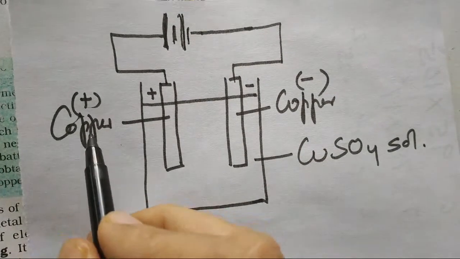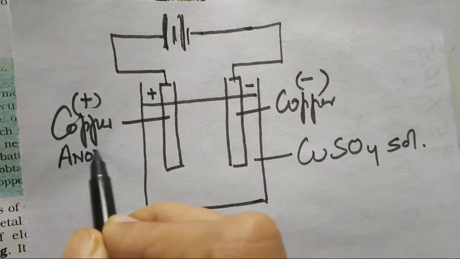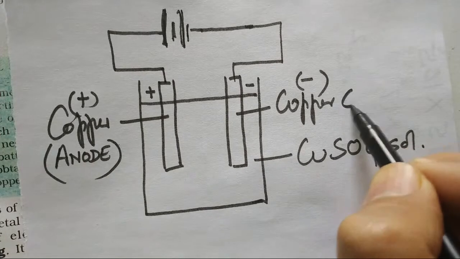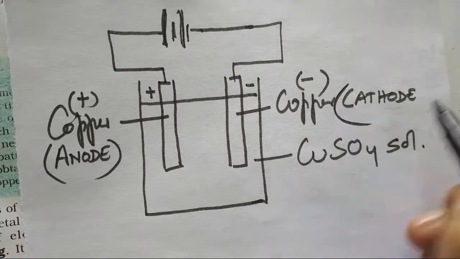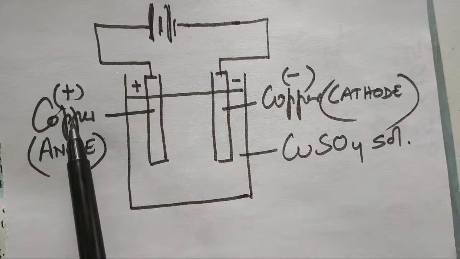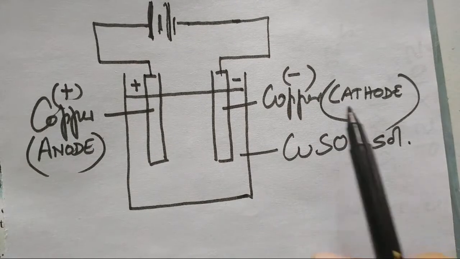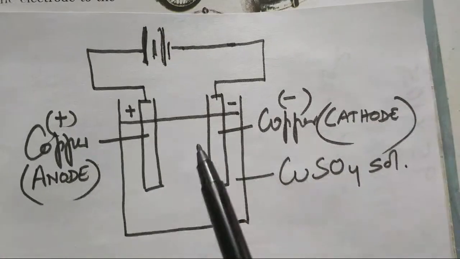Now this copper rod is plus and this is minus. The positive copper is called the anode, very important, and the negative one is called the cathode. This will explain a cell also. So the positive copper rod is called the anode and the negative copper rod is called the cathode, and we have dipped both of them in copper sulfate solution and connected it with electric current.